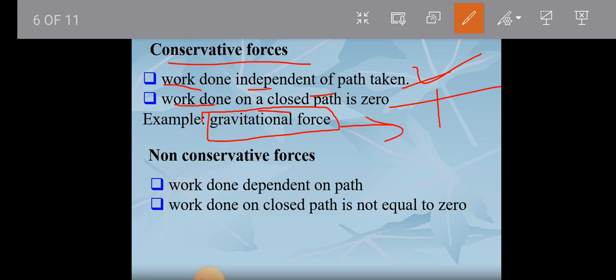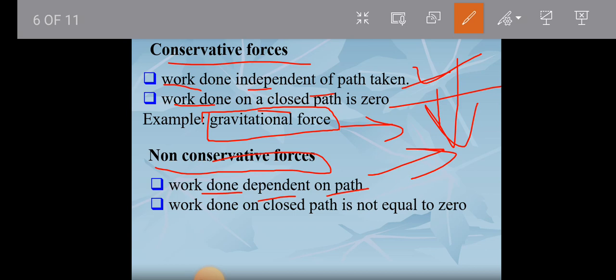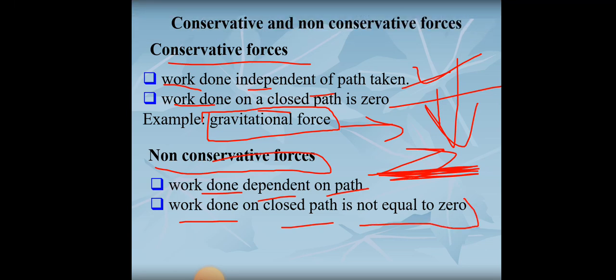It is the force which is always acting downwards. So we have the non-conservative forces. The work done is dependent on the path, like the work done is going to take into account the path which is followed. The work done on a closed path is not equal to 0.